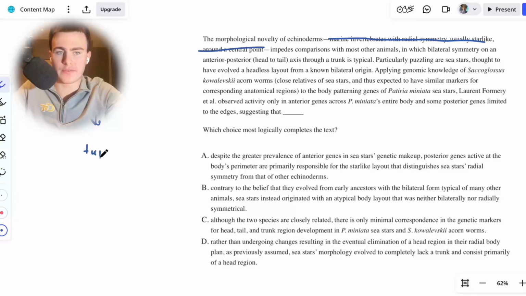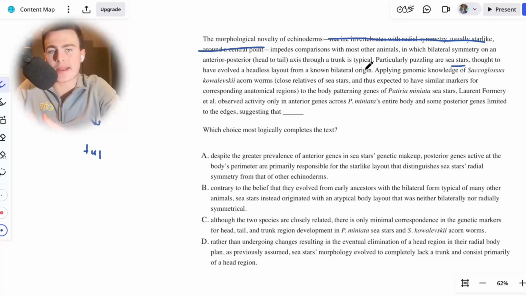Whereas in the starfish, it's radial. So it's like in a circle. So it's different. And the sea stars are particularly puzzling, thought to have evolved a headless layout from a known bilateral origin. So the sea stars are thought to have evolved to have no head and came from bilateral origins.